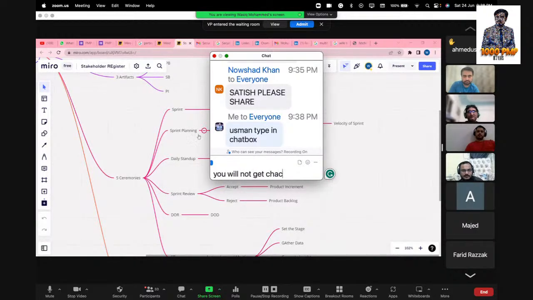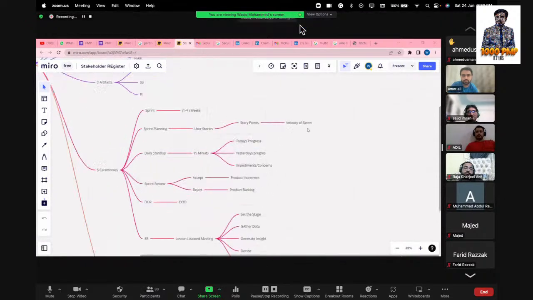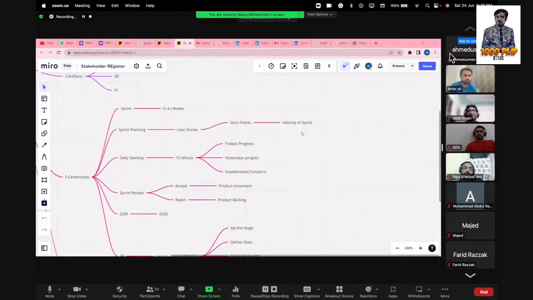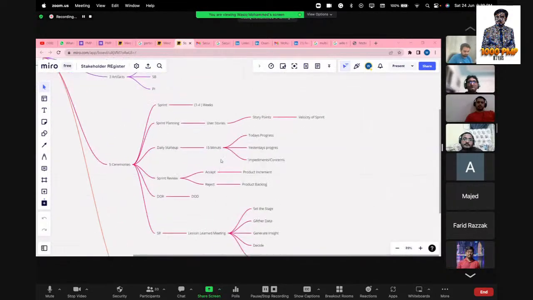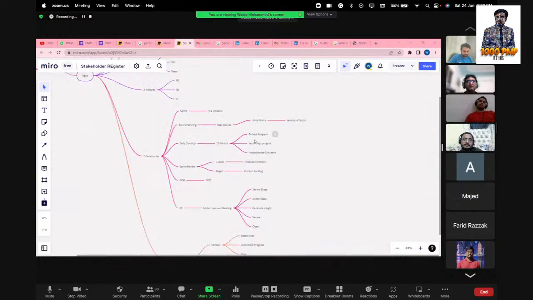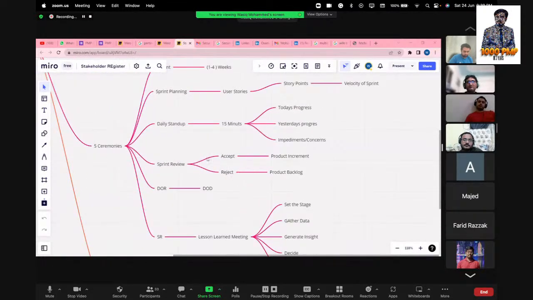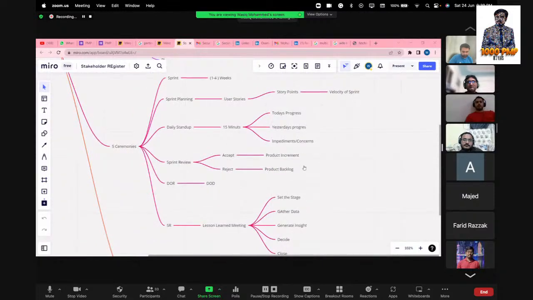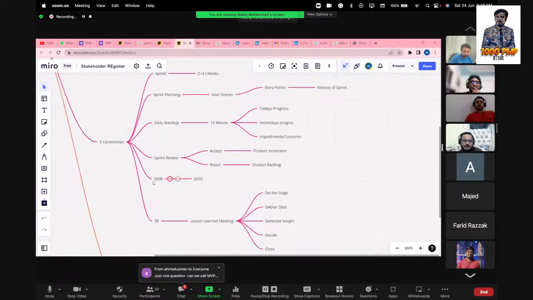A sprint is like 1 to 4 weeks. Normally it is 2 weeks. Then sprint planning is like user stories and story points, and story points can be calculated through velocity. Then in the daily stand-up, it is 15 minutes. I will discuss 3 things. And in sprint review, it is through acceptance criteria. If it is accepted, it goes to product increment. And if it is rejected, then it goes to product backlog. We have definition of ready and definition of done in sprint review.